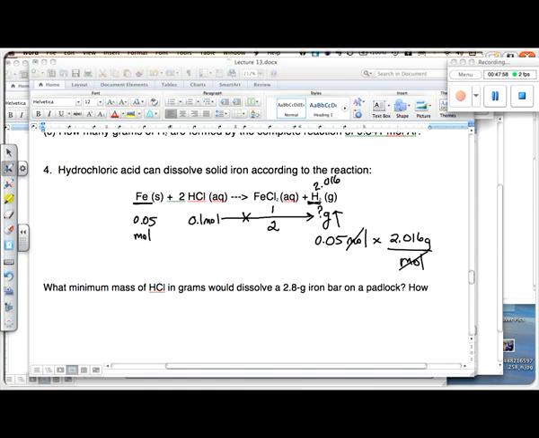And I get 0.1008. And my significant figures is really 2, so I guess it's 0.10 grams. Right? And that is stoichiometry.